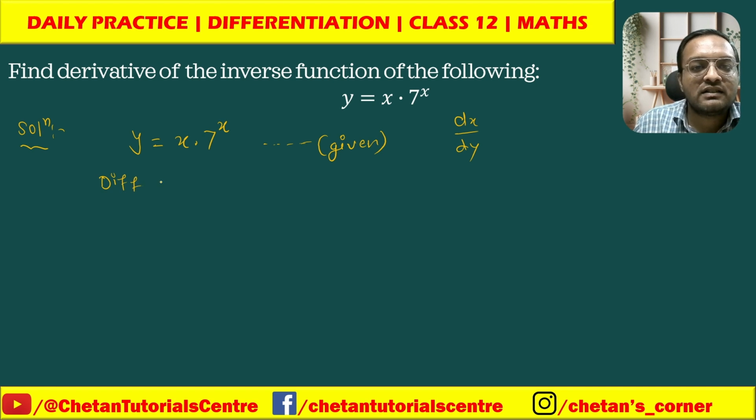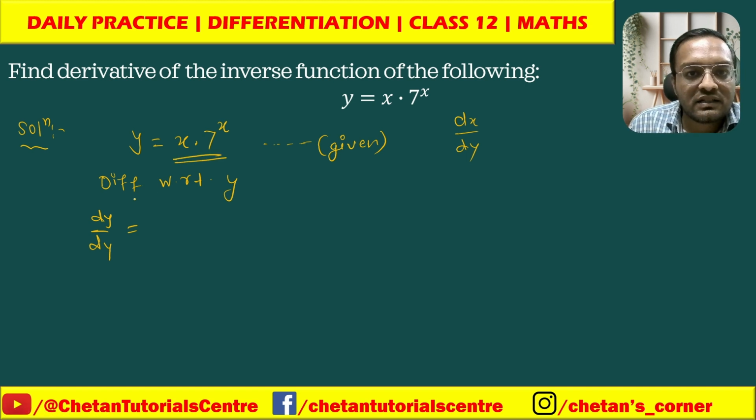Differentiate with respect to y. Then what I will get? Dy by dy is equal to. Now I will differentiate this function. Now these two functions are multiplied to each other. So I will use product rule to differentiate this function. So how to use that?